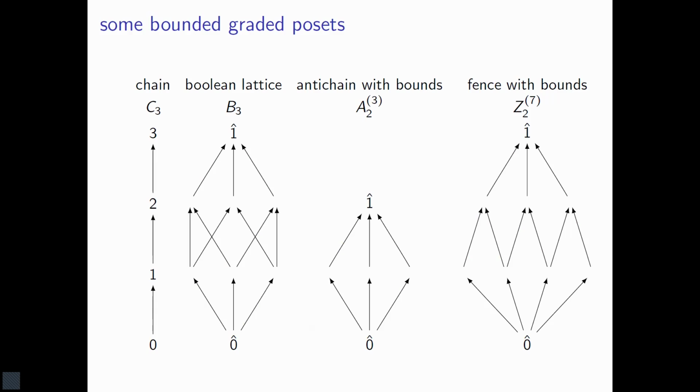So the chain, the Boolean lattice, A is for anti-chain, so it's an anti-chain together with a 0 and a 1 element. And Z2 is interesting. It's the zigzag poset together with a 0 and a 1, also known as the fence. And this will come up very soon.